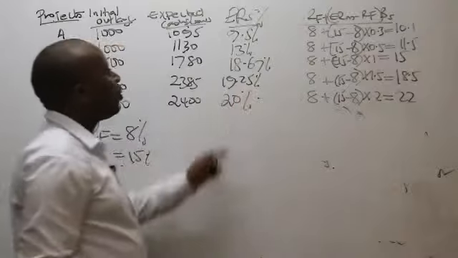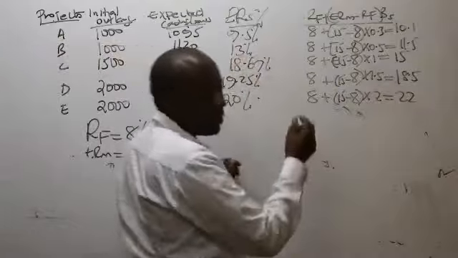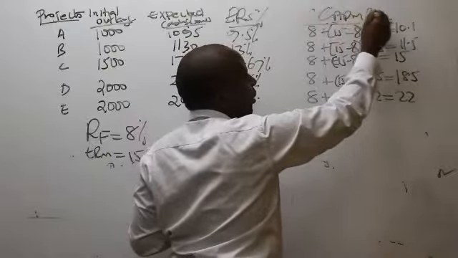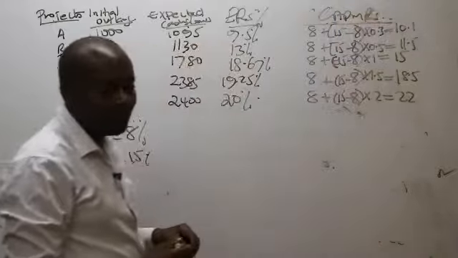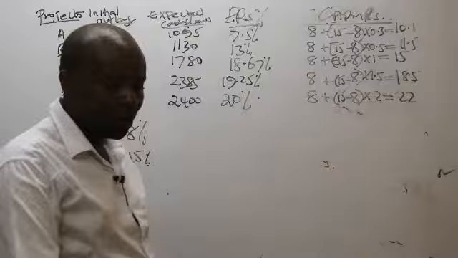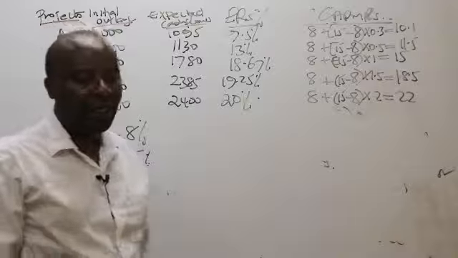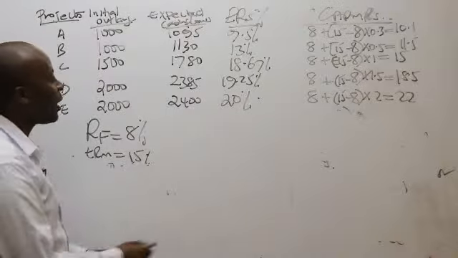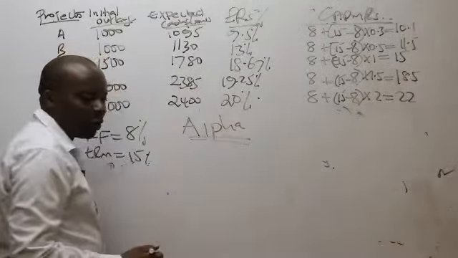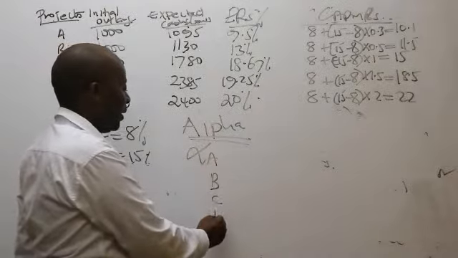Ladies and gentlemen, when you have expected returns in the form of percentages, and you have here your CAPM, remember these are CAPM returns, don't forget. What do you think will be the next thing to be done? The alpha, yes, alpha. So please come and give us alpha for each of these securities: A, B, C, D, E.